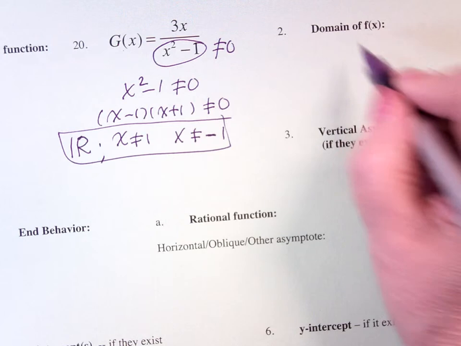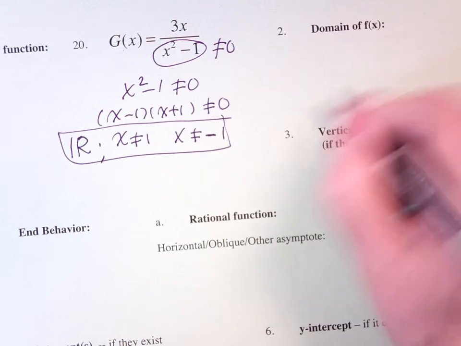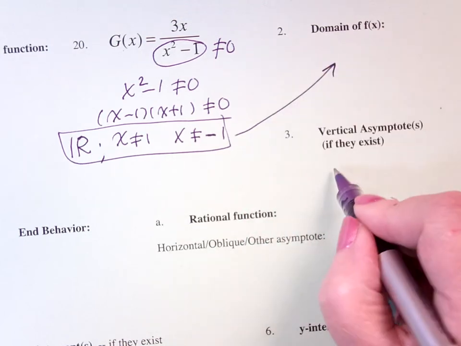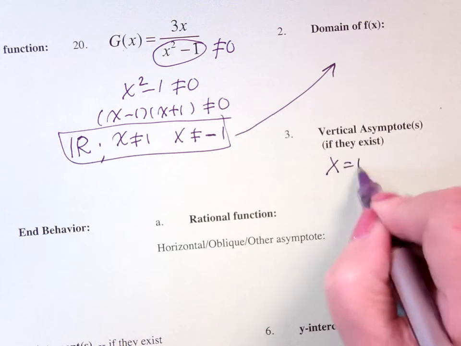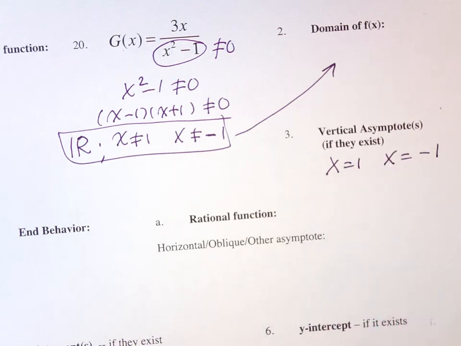And that means that, I'm going to move that there. That means the VAs are x equals 1, x equals minus 1. I've got two of them again.